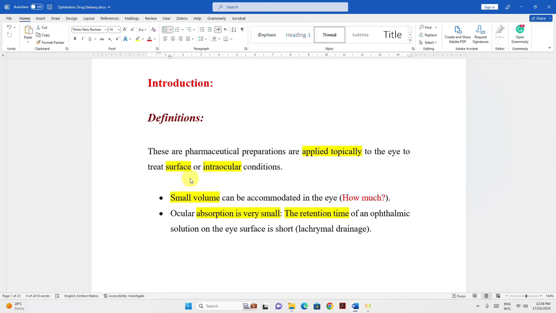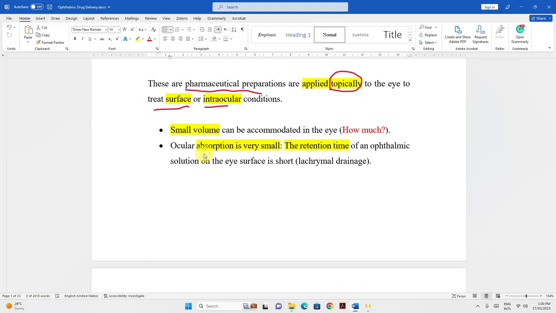These are the things you will learn, and the things you'll be able to do, inshallah, at the end of this topic. We will cover the whole topic in this session, inshallah. So, the first thing is: what are ophthalmic preparations? These are pharmaceutical preparations that are applied topically to the eye, on the surface of the eye, to treat a surface condition or maybe something a little bit inside, that is, what we call an intraocular condition.